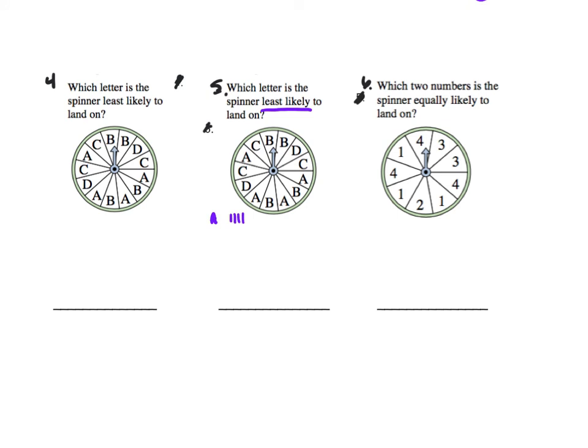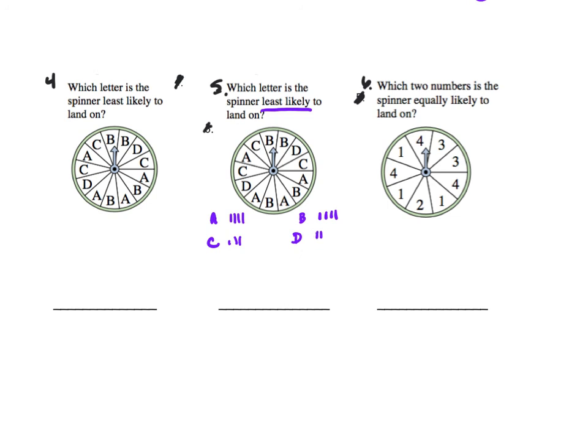1, 2, 3, and 4. Next, I'm going to look for the B's. I see 1, 2, 3, 4. So we have 4 B's. Next, I'm going to move on to C. And it looks like there's 1, 2, 3 C's. So 3 tallies. And finally, let's talk about letter D. So we're going to count the D's. 1, 2, and I just see 2 D's.